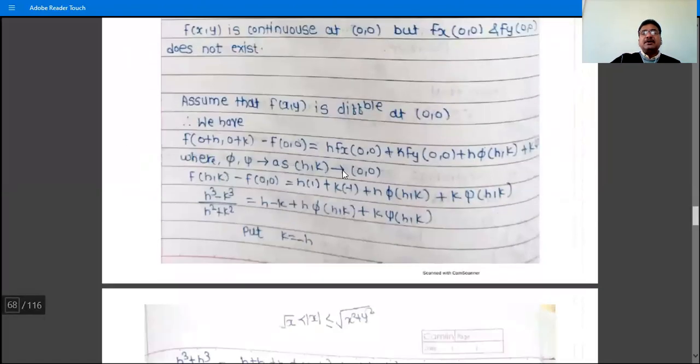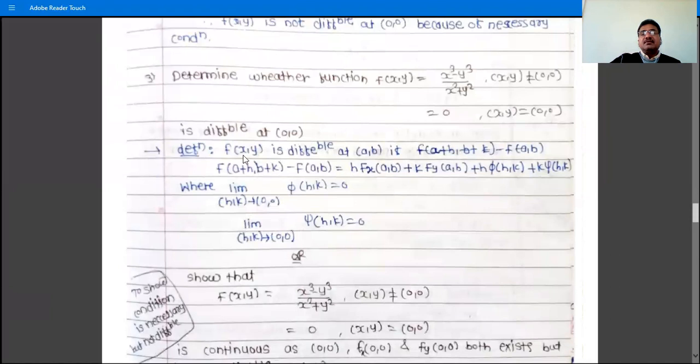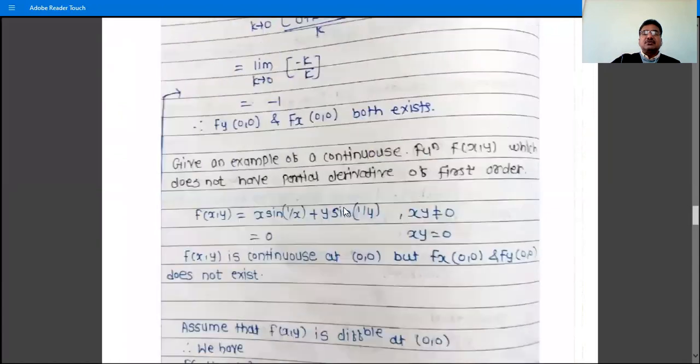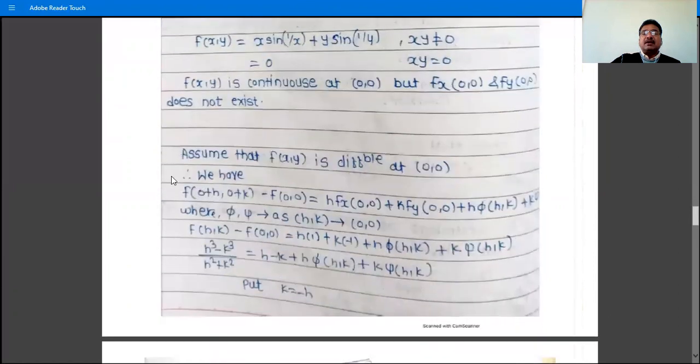That is, assume that the function f(x,y) is differentiable at (0,0). If the function is differentiable at (0,0), by using the definition, what is the definition? f(0+h, 0+k) minus f(0,0) can be expressed in the form h fx(0,0) plus k fy(0,0) plus h phi(h,k) plus k psi(h,k). So the proof that the function is not differentiable at (0,0) is by contradiction. I assume that f(x,y) is differentiable at (0,0).